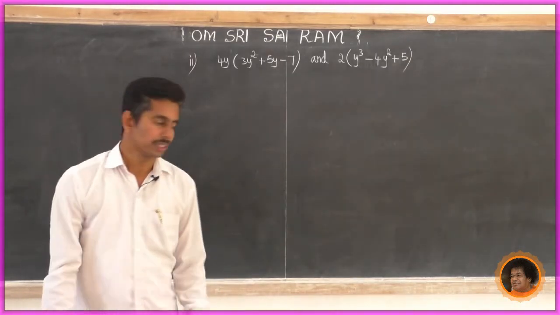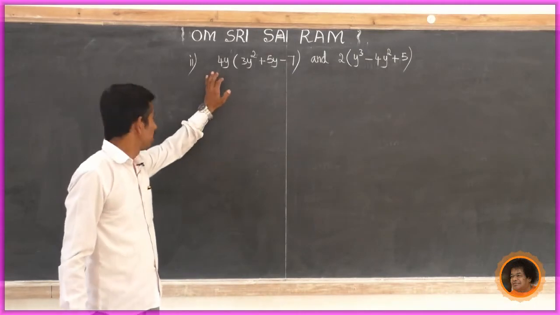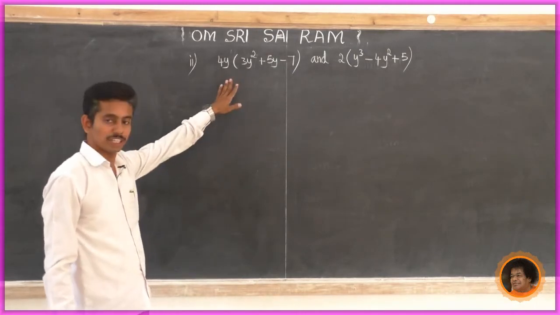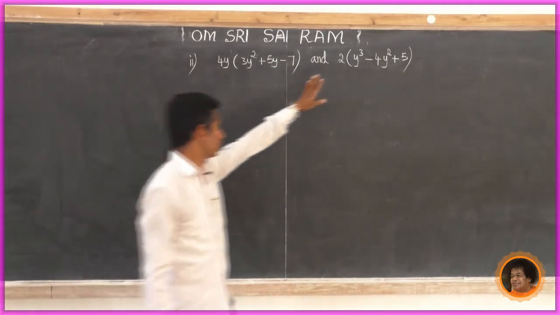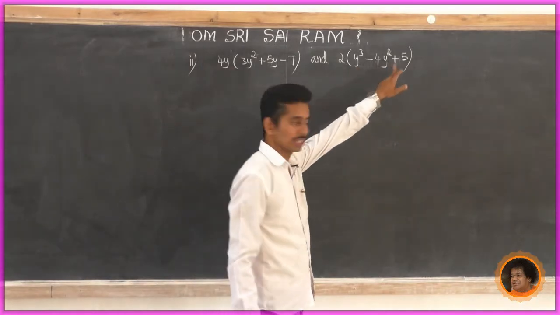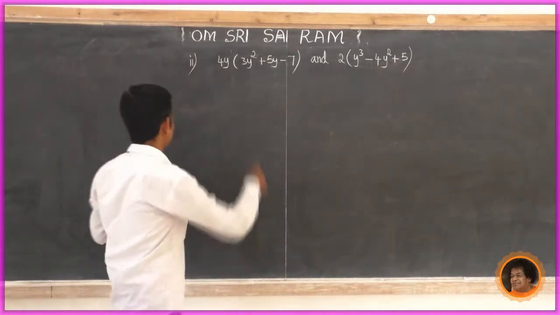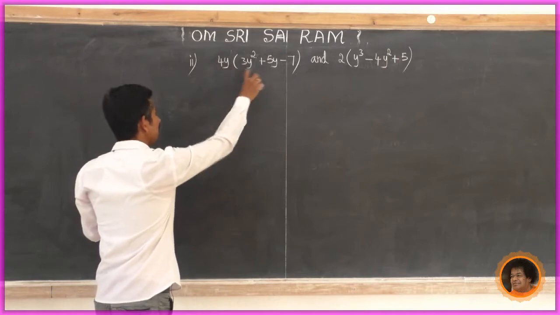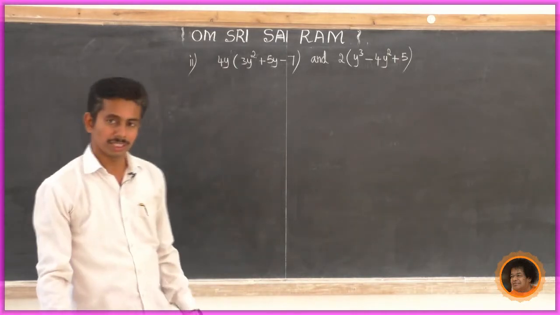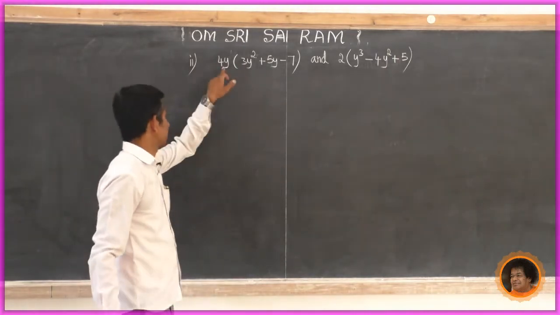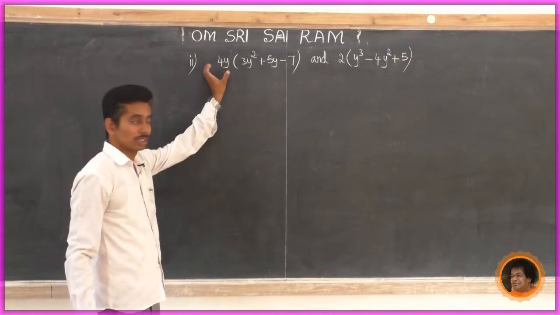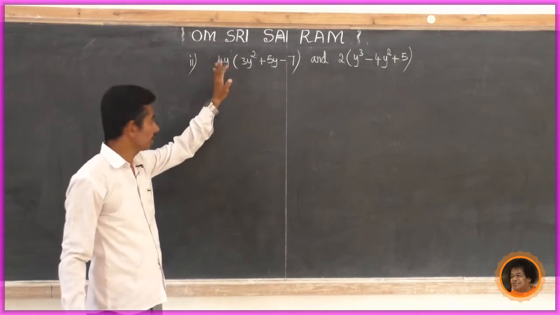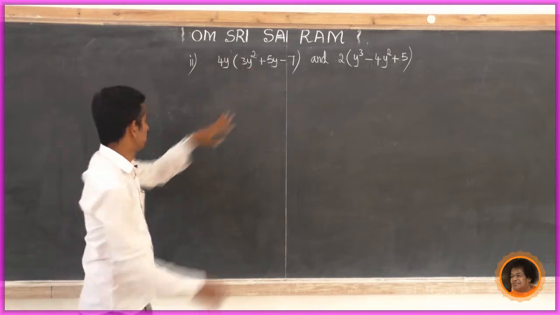Next problem, next example. Add 4y into 3y squared plus 5y minus 7, and 2y cube minus 4y squared plus 5. First simplify this. Evaluate 4y into 3y squared plus 5y minus 7. This is a trinomial, this is a binomial. Multiply this monomial, 4y is a monomial, into the trinomial. What do we get?